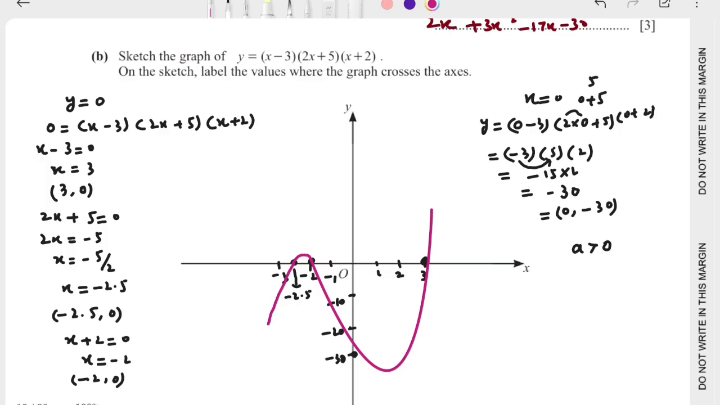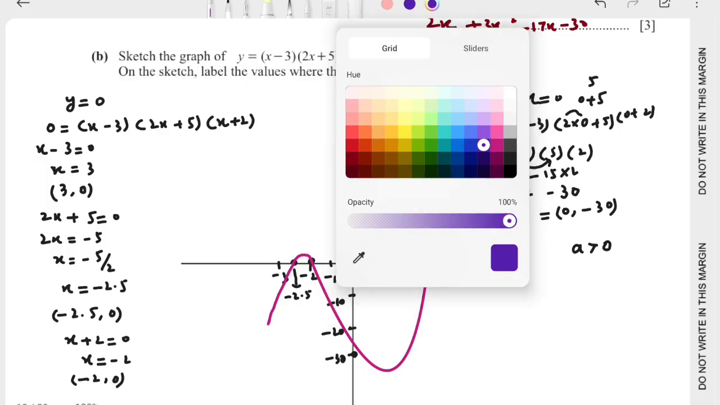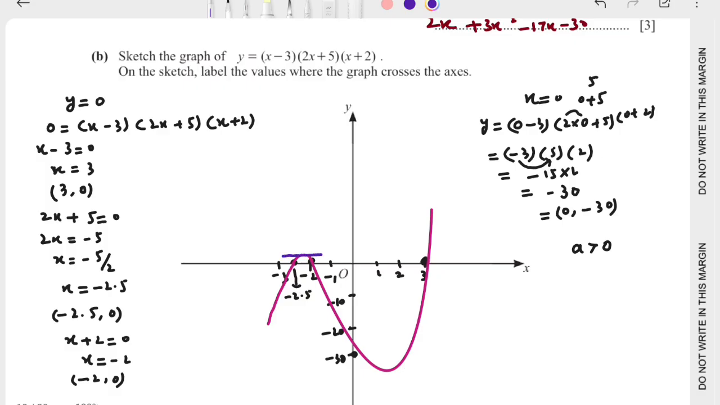One thing is very important here, that cubic graphs have two turning points. One is the maximum, like here you can see, and the other one is the minimum, that is this one. This is the maximum point and this is the minimum point. And one more important thing, that they occur between the x-intercepts.